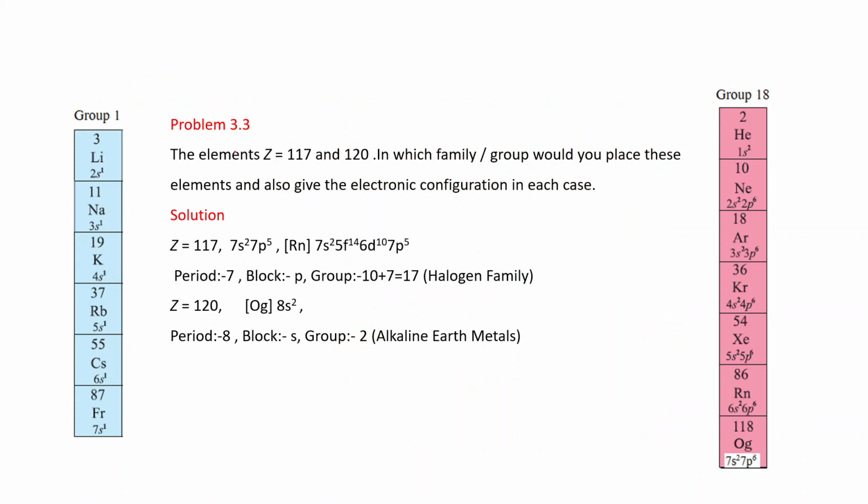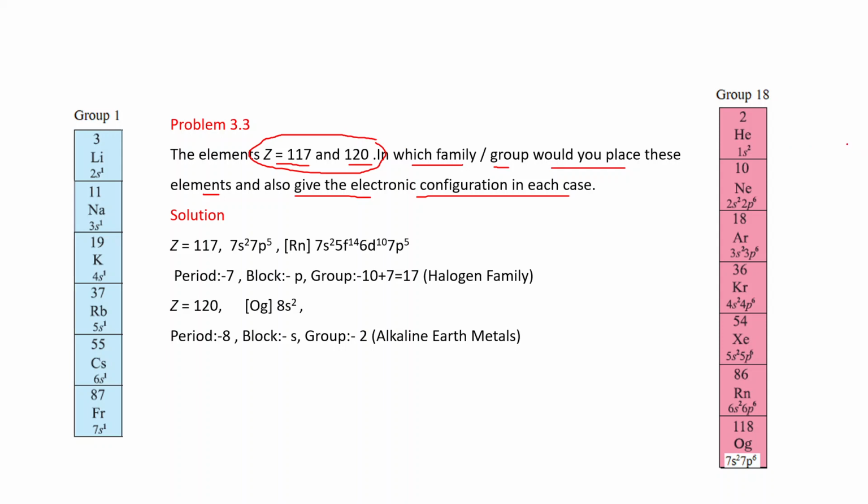Now there is one question. The elements with Z equal to 117 and 120. In which family group would you place these elements, and also give the electronic configuration in each case? Now dear student, it is very difficult to write the electronic configuration of elements having such a large atomic number. I am giving one technique to write the electronic configuration of these elements.